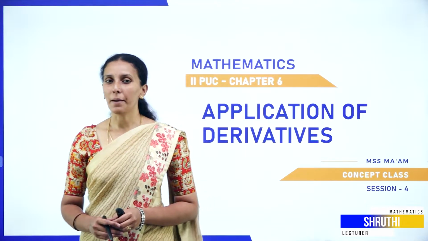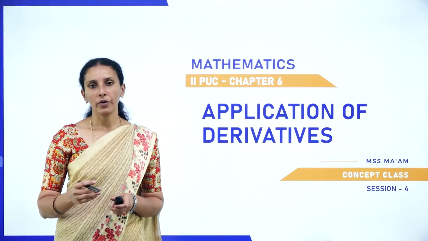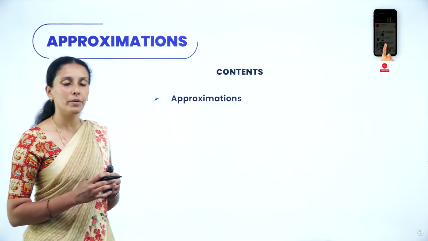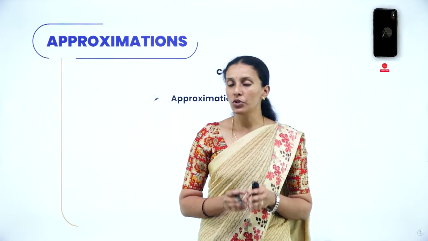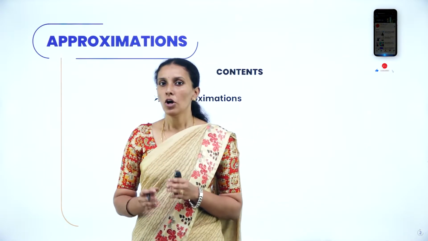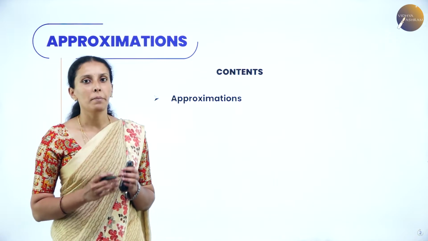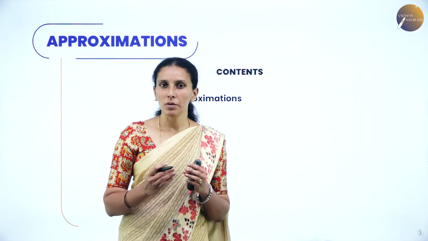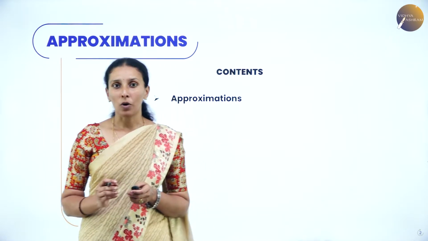So we are studying the applications of derivatives, and in this session we are going to study one more important application of derivative, that is approximation. So what do you mean by this approximation? Approximation is generally used whenever the exact value of a particular number cannot be identified. For example, when we have a large number of decimal places, we will approximate it to 3 or 4 decimal places.